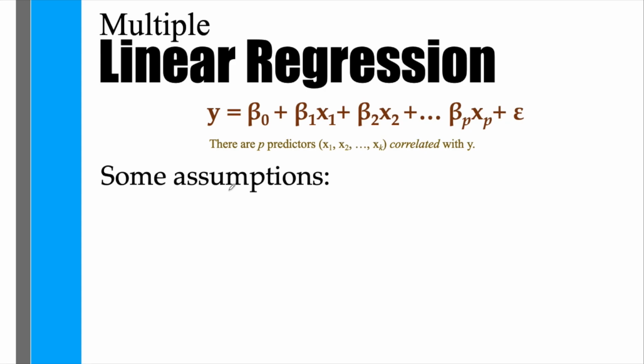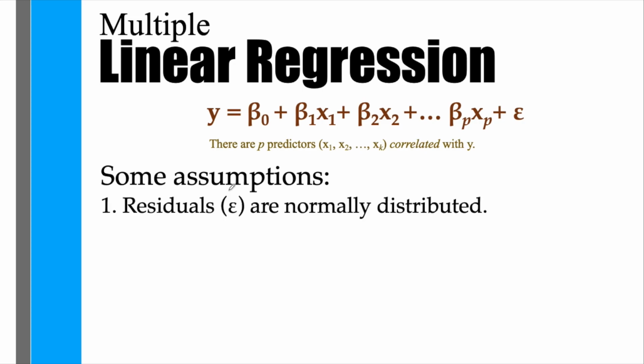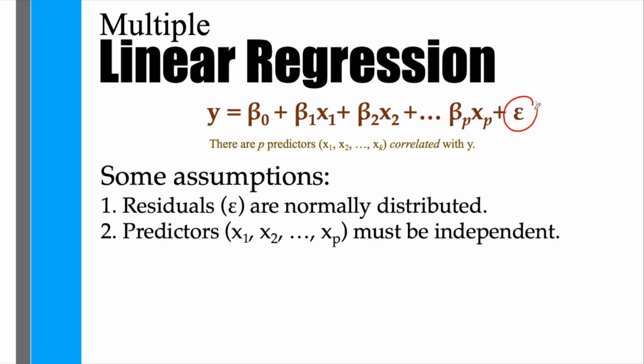Let's consider some assumptions. Just like the simple linear regression, one assumption in multiple linear regression is that the residuals, which is represented by the error term here, are normally distributed. An additional assumption in multiple linear regression is that the predictors, in this case x sub 1, x sub 2, up to x sub p, are independent. Or in other words, they must not be correlated with each other.